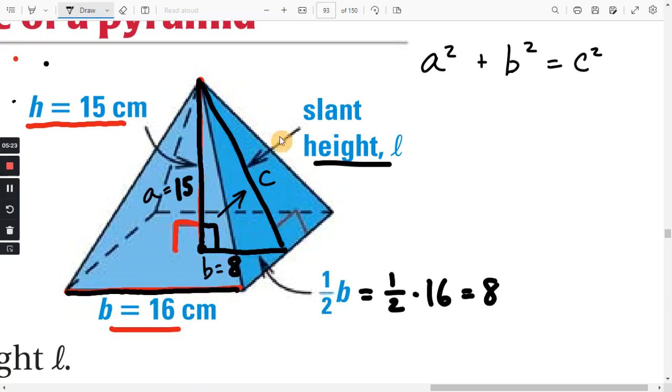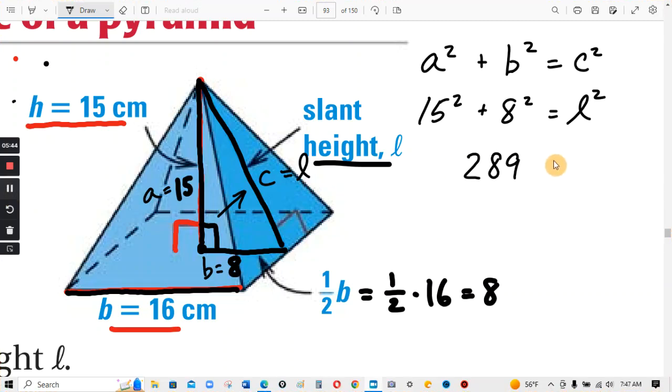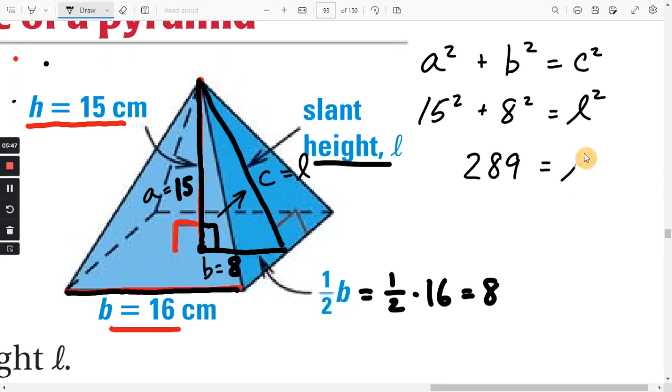Anyhow, A squared is going to be 15 squared. B squared is going to be 8 squared. And C squared is your slant height. That's L. And that's L squared for C squared. Okay, 15 squared plus 8 squared. That's going to be 289, and that equals L squared.